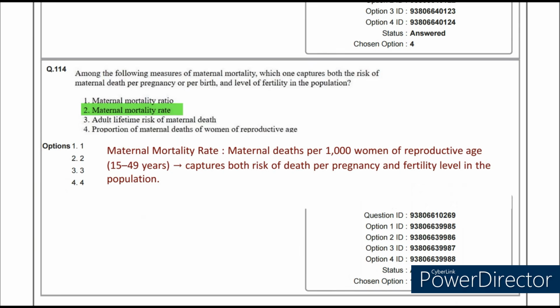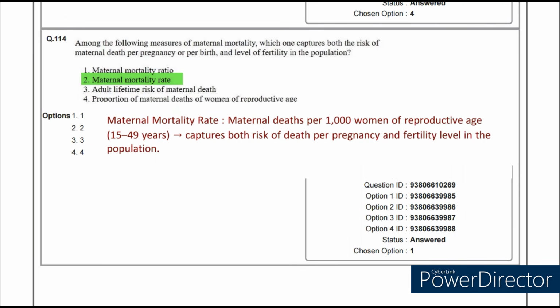And now coming to question number 114, which is a question on measures of maternal mortality. So it is only the maternal mortality rate which captures both the risk of death per pregnancy and the fertility level in the population. So the correct answer should be MMR, that is maternal mortality rate.